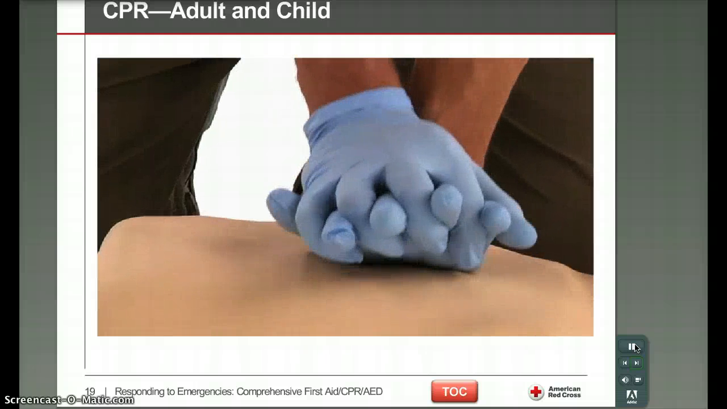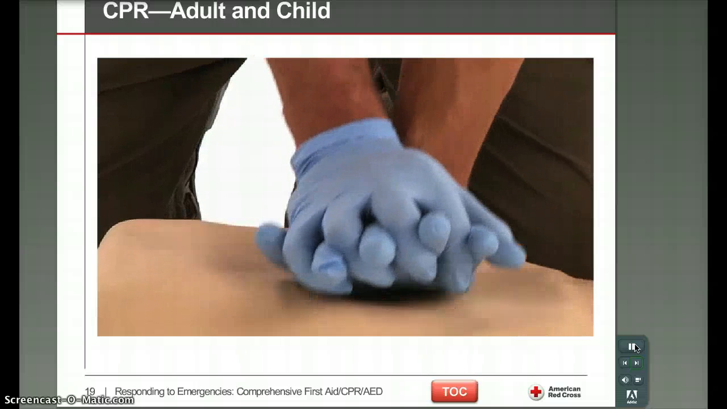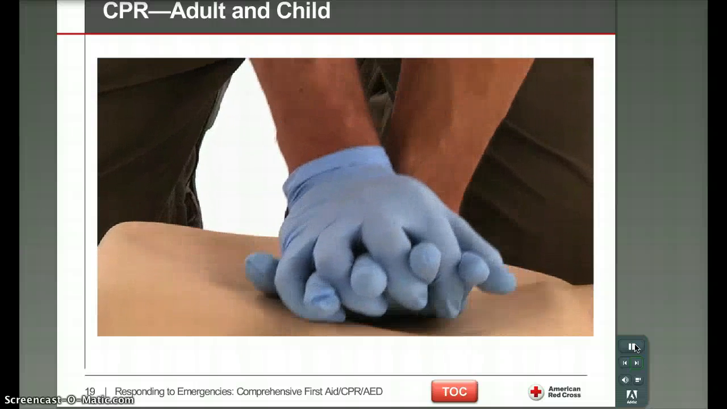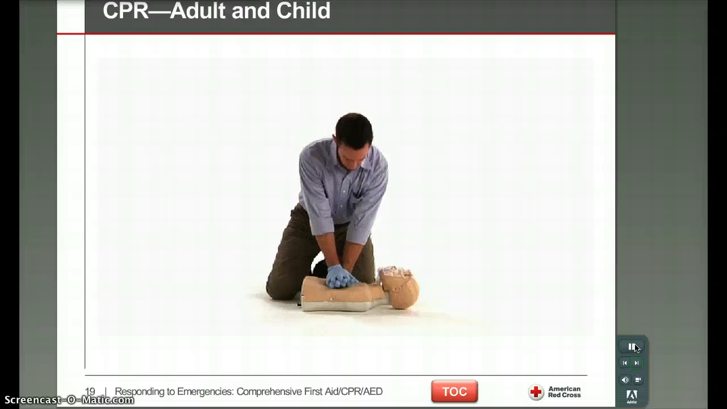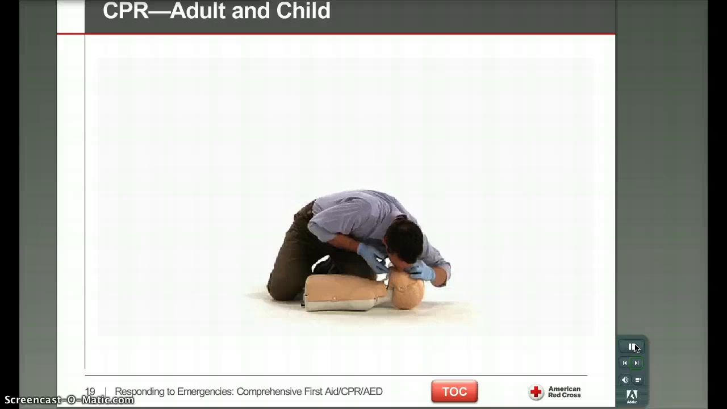Second, when performing chest compressions on a child, push down about 2 inches. For adults, push down at least 2 inches. Hand position and speed when performing compressions are the same for adults and children, as well as the CPR cycle of 30 chest compressions, followed by 2 rescue breaths.